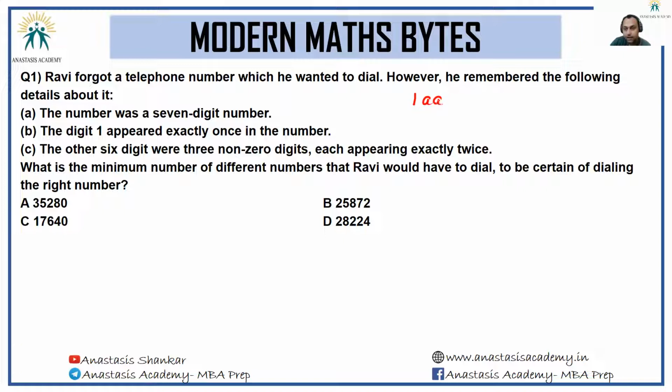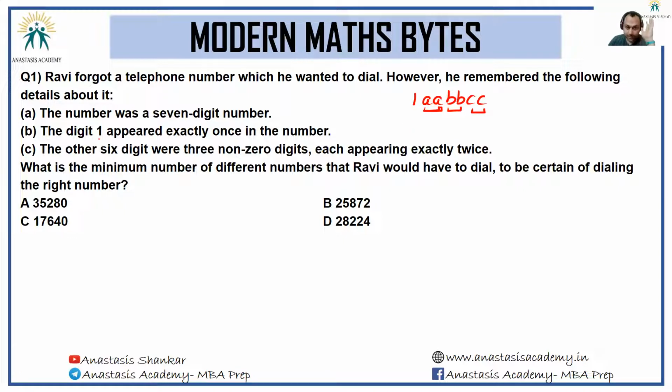It will be a 1 AA, BB, CC kind of number. Not that the digits will appear precisely in this order, but it is a 1 AA, BB, CC kind of number. These two are repeating, these two are repeating, these two are repeating. Now, which digits are repeating? In how many ways can we select them?